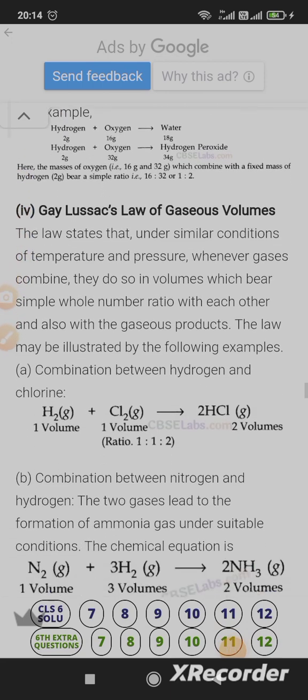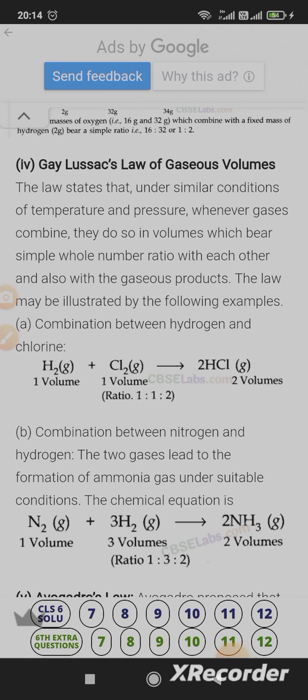Gay-Lussac's law of gaseous volume. The law states that under similar conditions of temperature and pressure, whenever gases combine, they do so in volumes which bear a simple whole number ratio with each other and also with gaseous products.